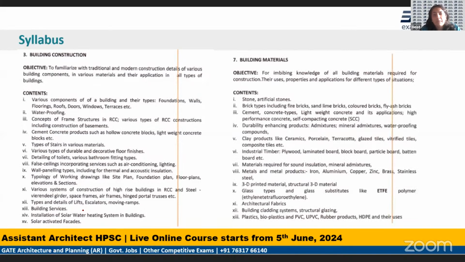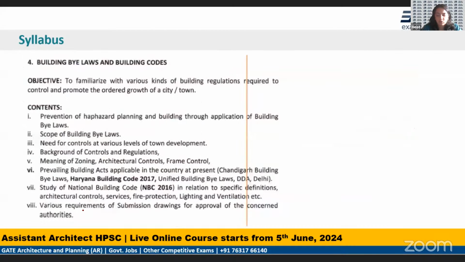All of these, solar system, solar water heater system. And again, if you see building materials, which they have mentioned separately, you would be expected to know all kinds of materials, right from stone, bricks, concrete, wood, timber, etc., aluminum, metals, everything, and their properties, characteristics, applications, usage. All of these are expected to be known.